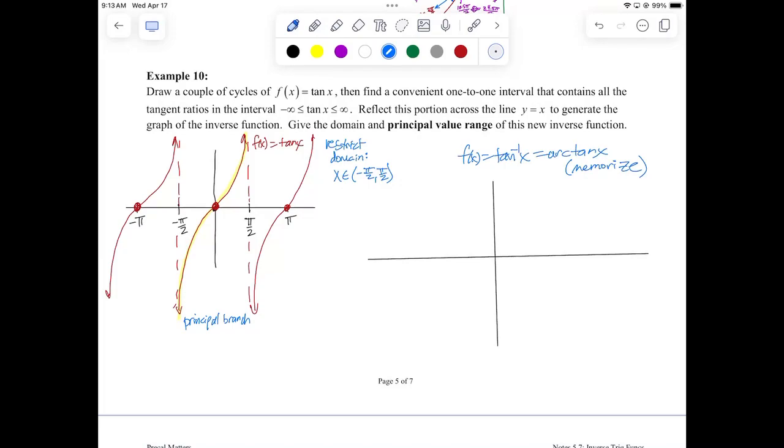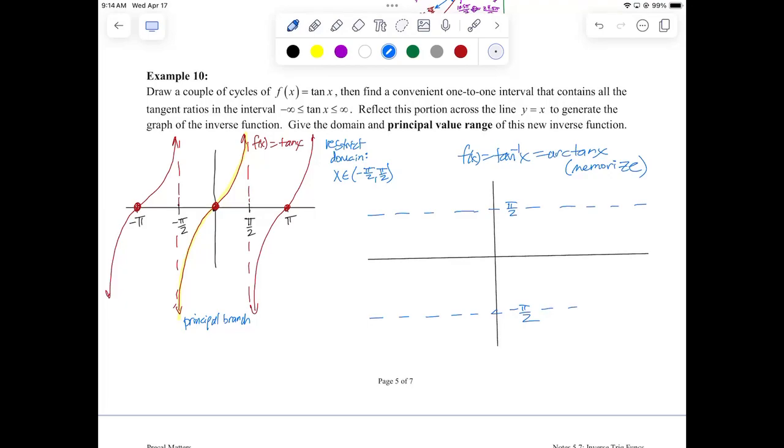It becomes a what type of line? No, not diagonal. If you reflect it across the diagonal line, well, what happens to the x and y axis? Don't they switch? The x and y axis interchange. So a vertical line becomes a horizontal line, and a horizontal line becomes a vertical line when you reflect it across the line y equals x. So your vertical asymptotes at negative pi halves and pi halves turn into what? Horizontal asymptotes at positive pi halves and negative pi halves. So we'll draw those first.